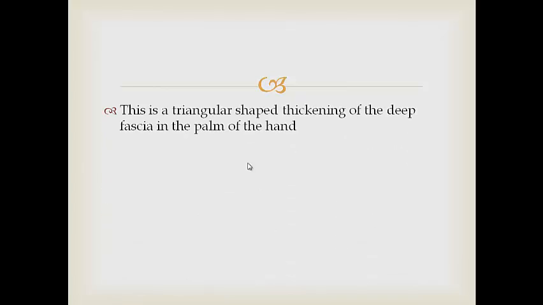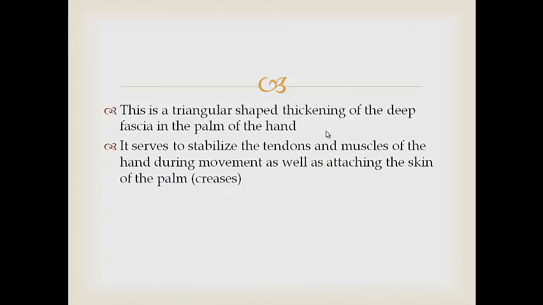So the palmar aponeurosis is a triangular shaped thickening of the deep fascia of the palm of the hand. It serves to stabilize the tendons and muscles of the hand during movement. So basically, whenever you move your hand, whether it's flexing your fingers or extending them, instead of having your tendons and muscles jumping out at you at every movement, the palmar aponeurosis holds them in place so that you can move your hand easily without anything impeding or interrupting your movement.